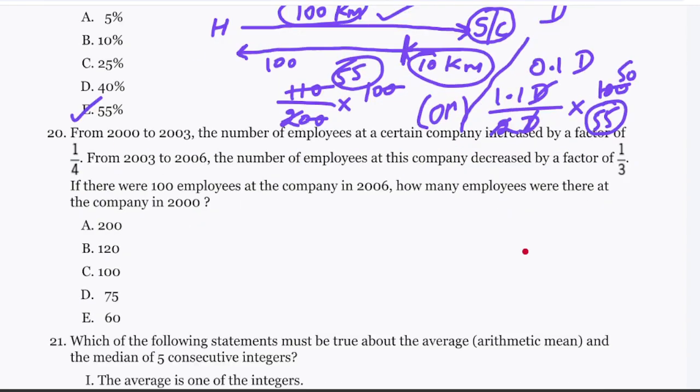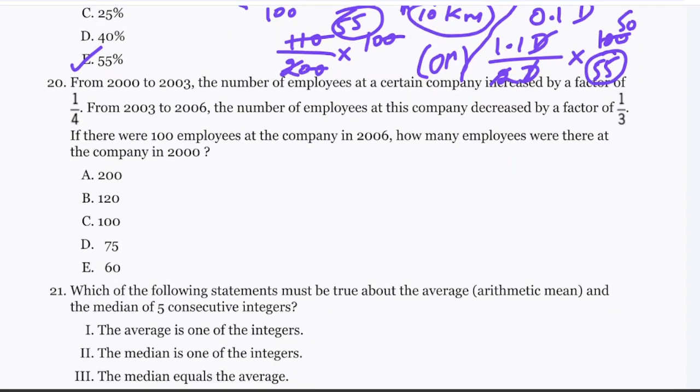Next one, 20th. नहीं, ये भी नहीं हुआ था. Okay, let's see that. From 2000 to 2003, the number of employees at a certain company increased by a factor of 1 by 4. And then the number of employees at this company decreased by a factor of 1 by 3. If there are 100 employees in company in 2006, then how many employees were there in company in 2000?